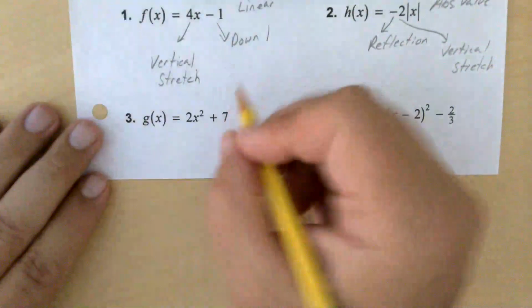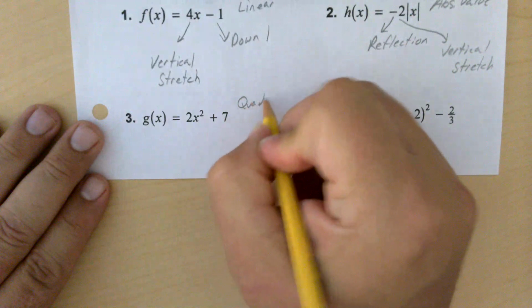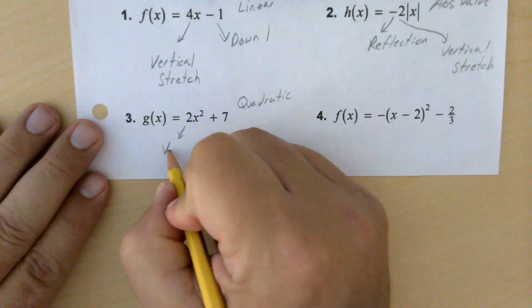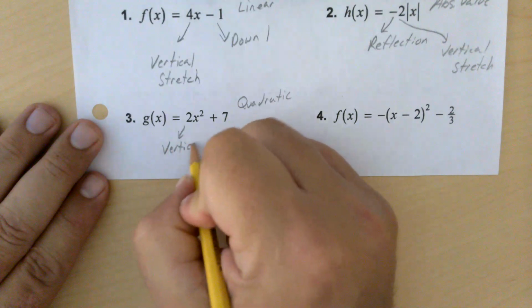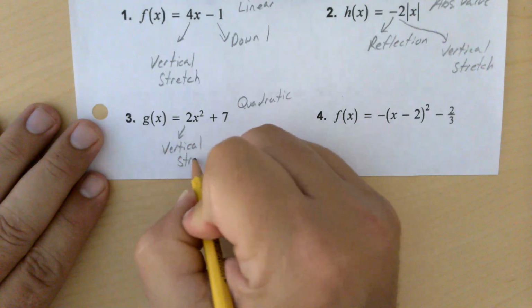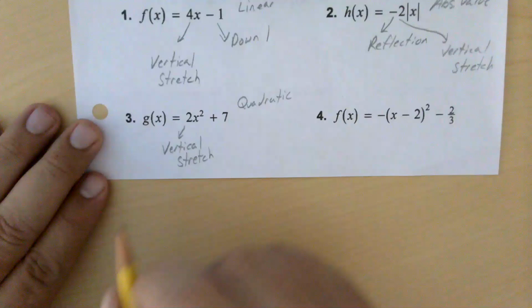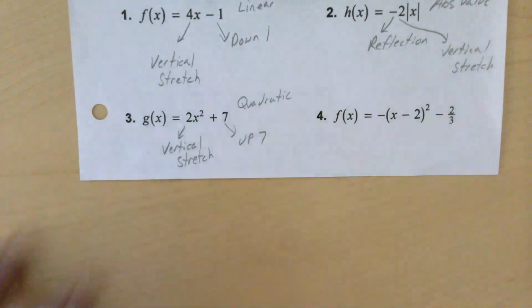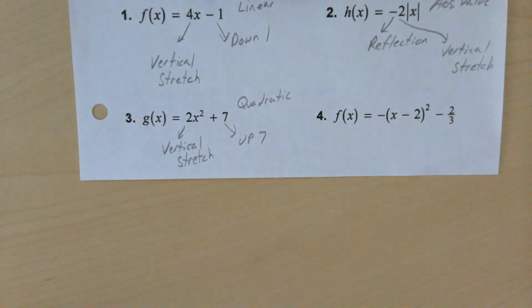Okay, this is quadratic. This is going to be the vertical stretch. Again, because it's a number greater than 1. And then this is up 7. So if we would type that into a calculator, in fact, I will type this one into a calculator just to show you. Let me reset my calculator.